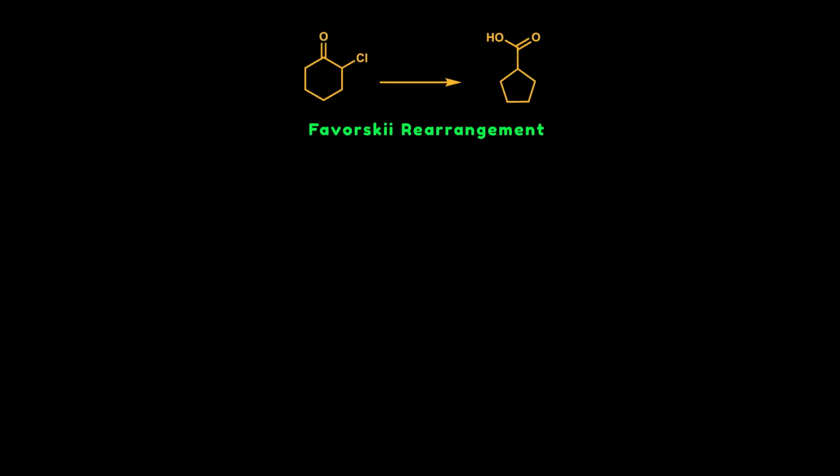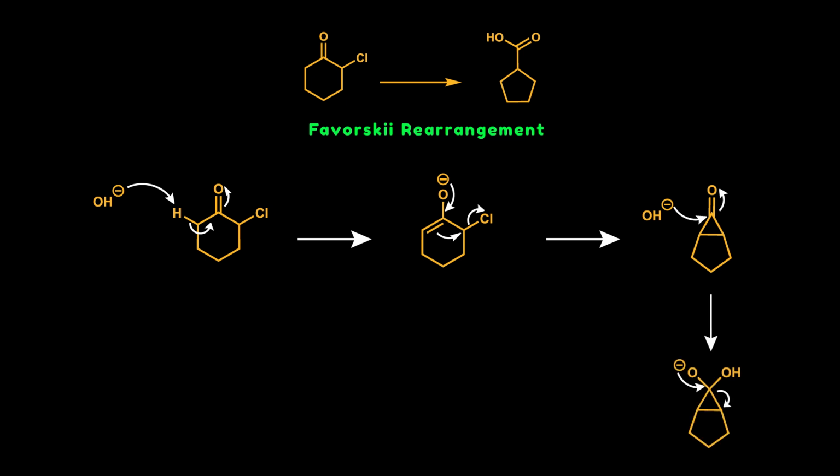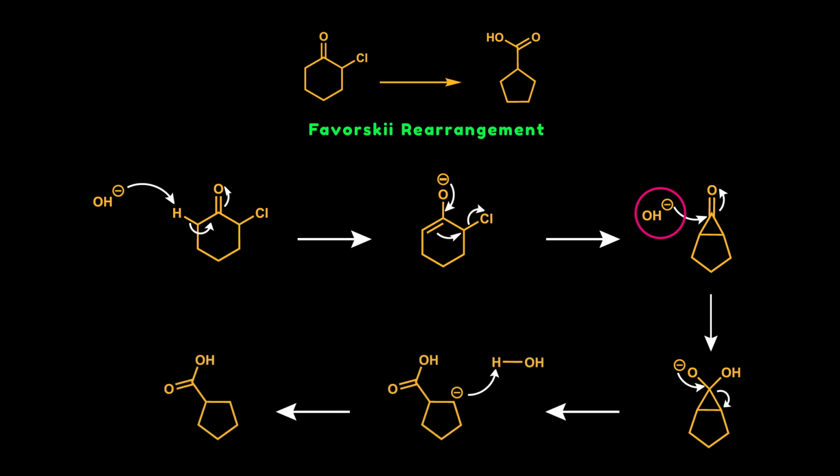In the Favorskii rearrangement, an alpha-chloroketone is converted into carboxylic acid derivatives. This is an example of ring contraction, where a 6-membered ring is transformed into a 5-membered ring. First, the hydroxide ion abstracts a proton from the alpha position of the carbonyl, generating an enolate intermediate. The resulting enolate then attacks the carbon bearing the chloro group, forming a cyclopropanone intermediate. This intermediate then opens up as the hydroxide ion, now acting as a nucleophile instead of a base, attacks the carbonyl group.